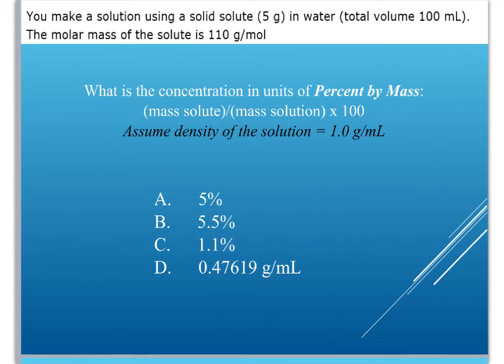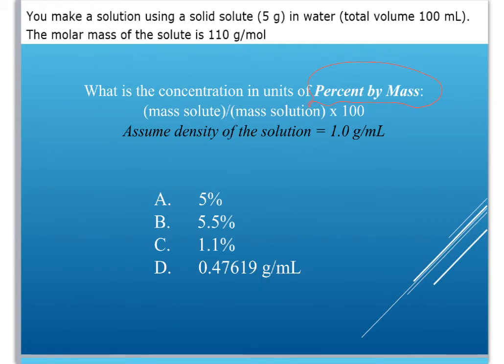All right, so we're going to shift to different units, percent by mass. Percent by mass is pretty much what all consumable items that you buy at the store use. If you turn to the ingredients label on the back, they're almost all in percent by mass. So it's a handy unit to know how to deal with.